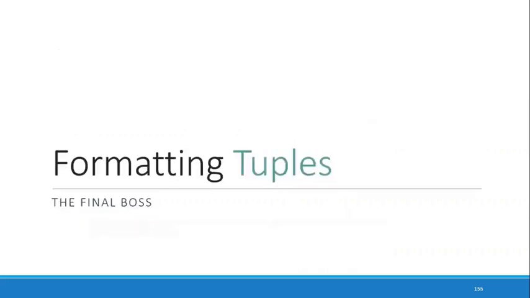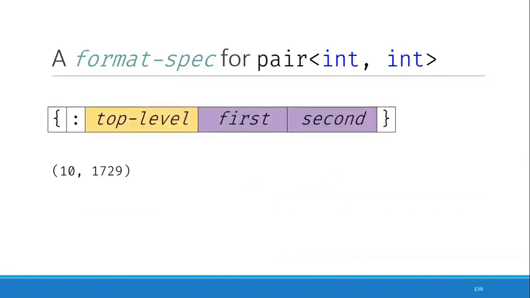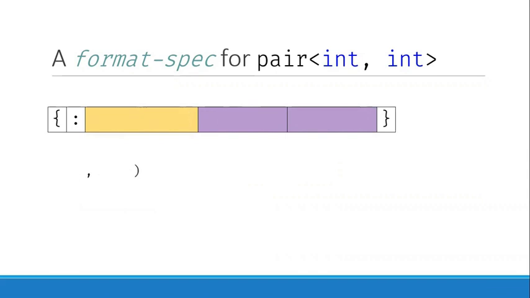So let's get into formatting tuples, which is really the final boss of this whole problem. Let's say we're formatting a pair of ints now. What does the spec for this look like? We know we have to start with a colon, and we know from our experience with ranges that the rest of the structure has to look something like this. We have the top level specifiers for tuple, and then we have the specifiers for first and second. Ideally we want to support something like this, where we can provide one kind of specifier for first and a different specifier for second, and we don't have any top level specifiers for tuple. And the format looks like this, because that is what those specifiers mean for int.